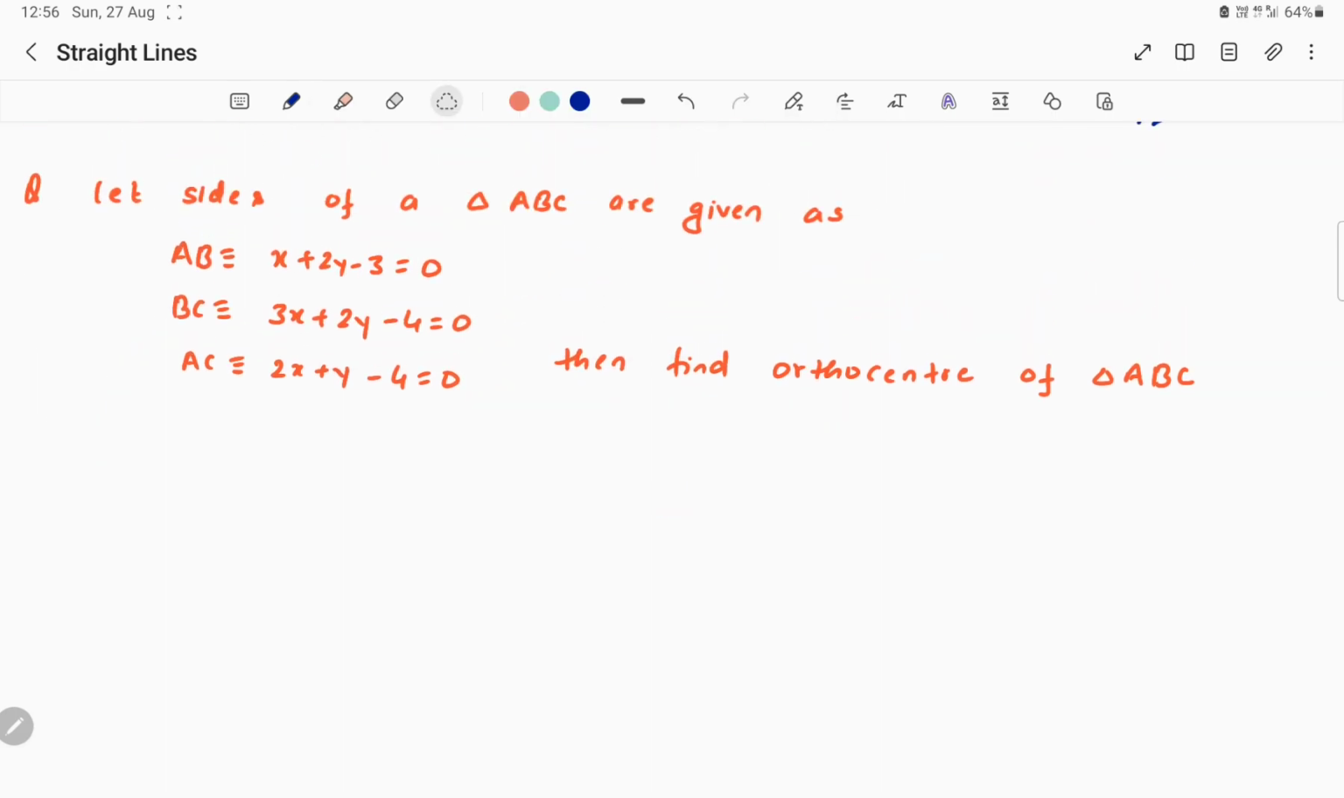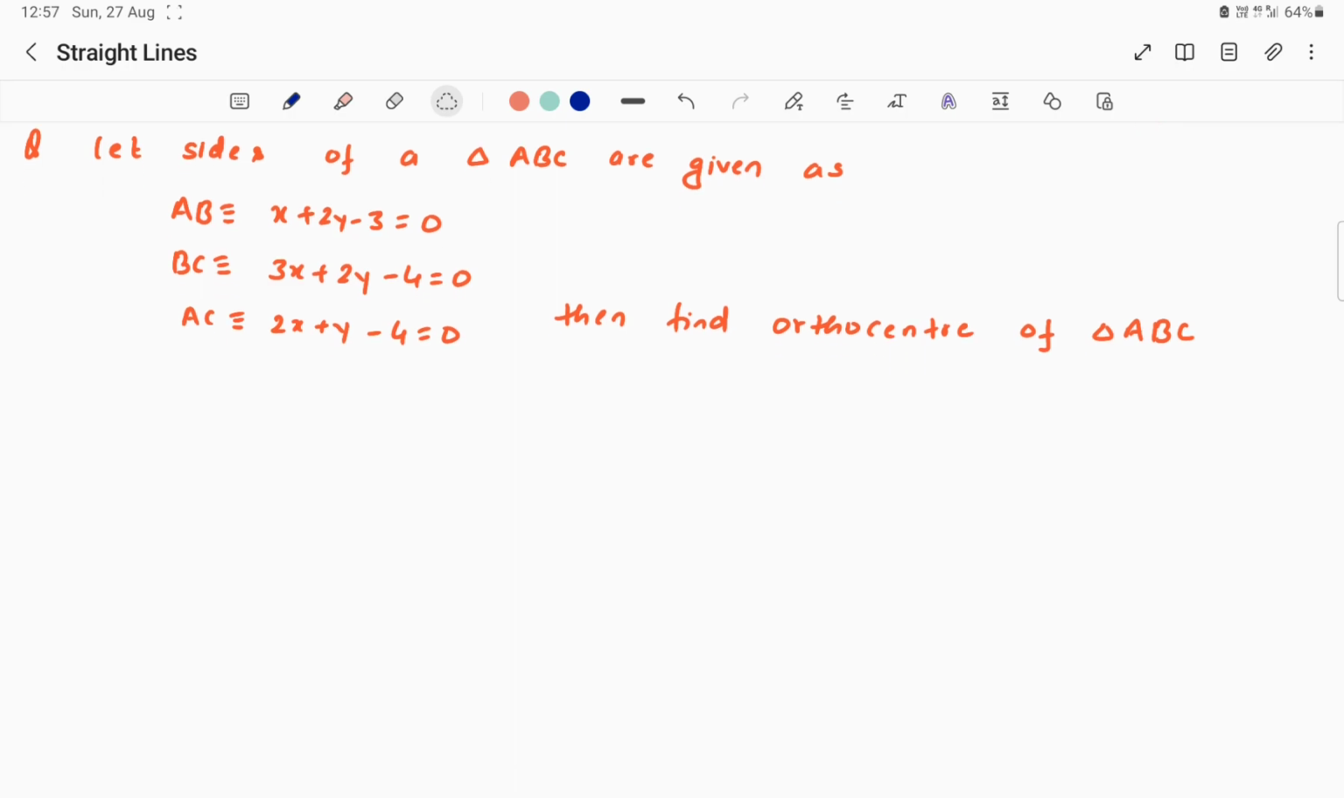So what they're telling is, let the sides of a triangle be given as AB: x plus 2y minus 3 equal to 0, and BC and AC. Then find the orthocenter. So see, we have already done a question related to the orthocenter where the vertices were given. What we said there is, we will assume that the orthocenter is h comma k, then we can find AH, where H is the orthocenter. So AH will be perpendicular to BC.